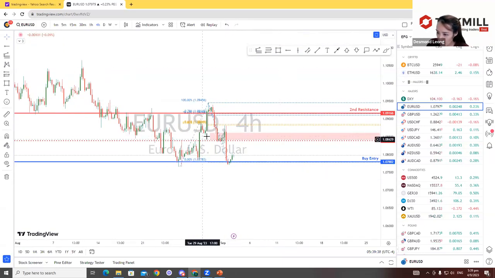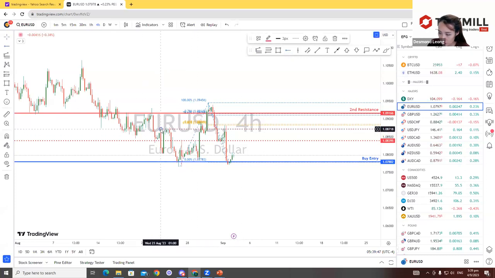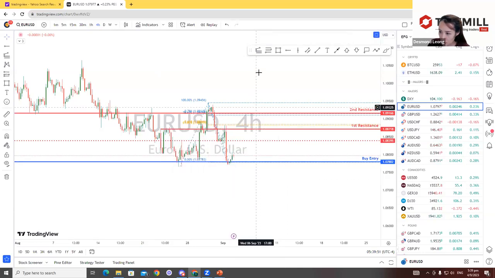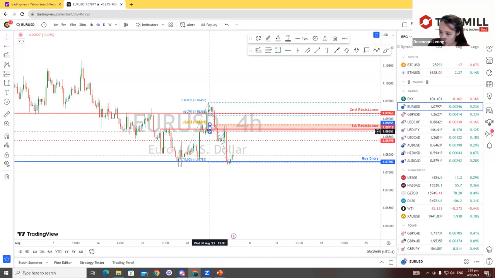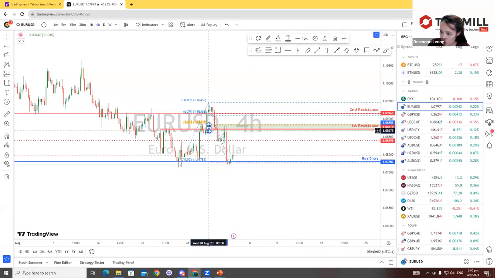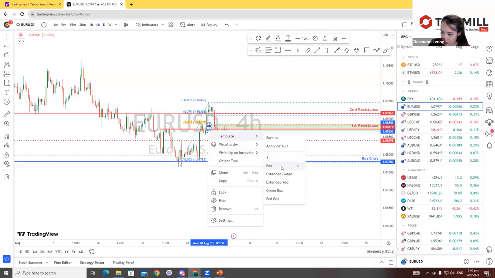Okay, because I will slightly move up a little bit for my first resistance, which is, I will pick somewhere here. Because we do have some here, slightly here. I think highlight the body as well. We do have 61.8% retracement and 61.8% projection.